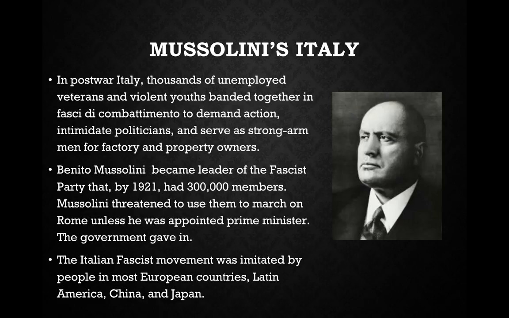While in power, Mussolini installed Fascist Party members in all government jobs and crushed all sources of opposition. Mussolini and the fascist movement excelled at propaganda and glorified war, but his foreign policy was cautious. The Italian fascist movement was imitated by people in most European countries, Latin America, China, and Japan.